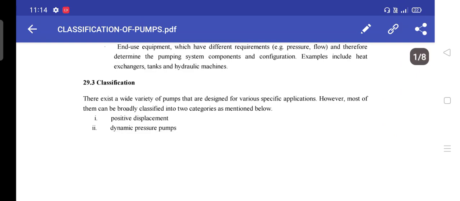Classification: there exists a wide variety of pumps that are designed for various specific applications. However, most of them can be broadly classified into two categories as mentioned below. One is positive displacement and the other is dynamic pressure pumps.